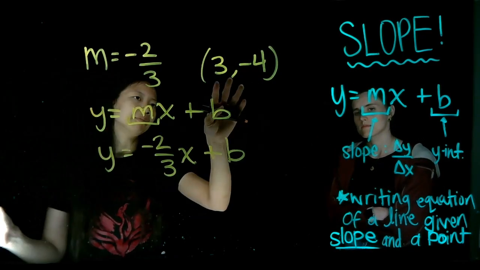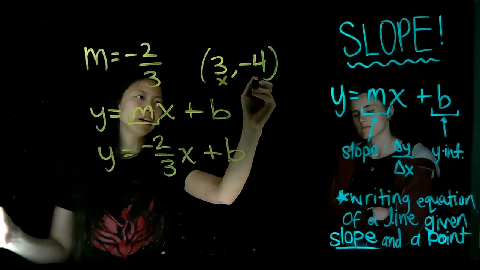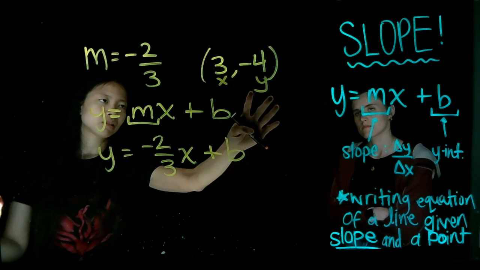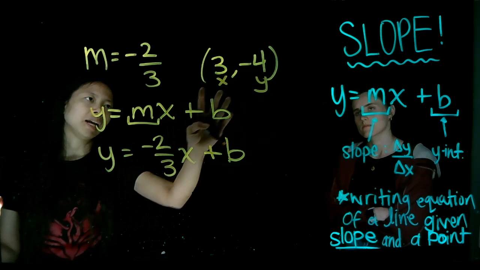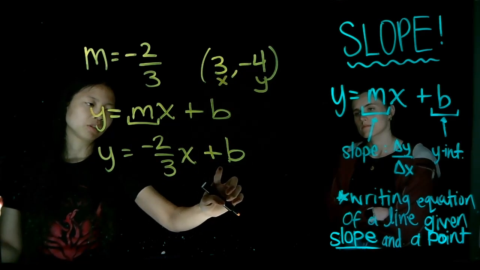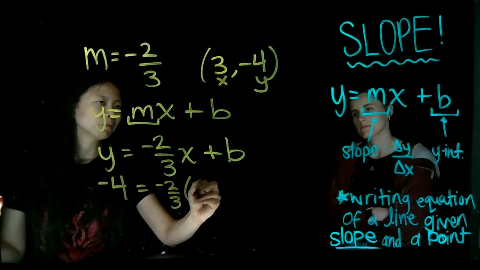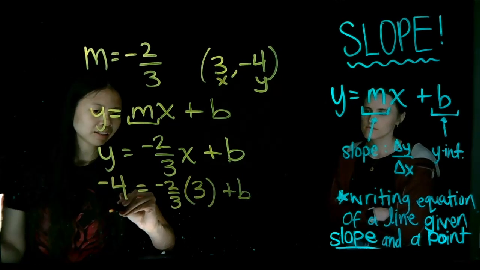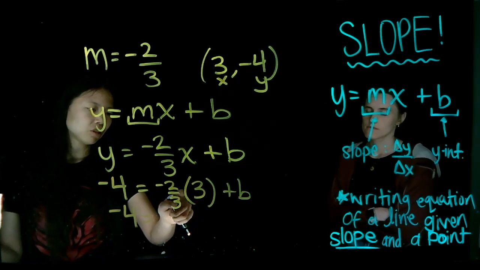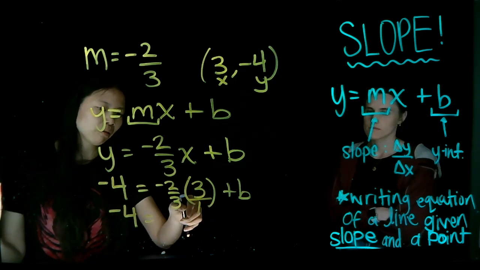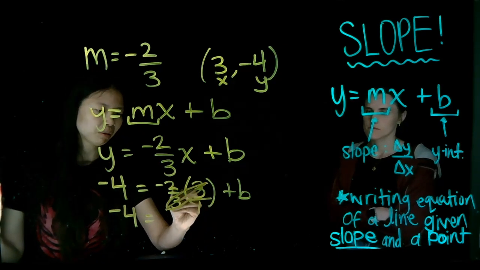However, we do know that a point is our x-coordinate and our y-coordinate. So I can substitute or plug in -4 for y and 3 for x, and that allows me to solve for my y-intercept. So let's do that and swap out y with -4. Instead of x, we're going to multiply by 3 plus b. So we're going to rewrite this as -4 equals -2/3 times 3. 3 is the same as 3 over 1, so this is a giant one. So I'm left with -2 plus b.